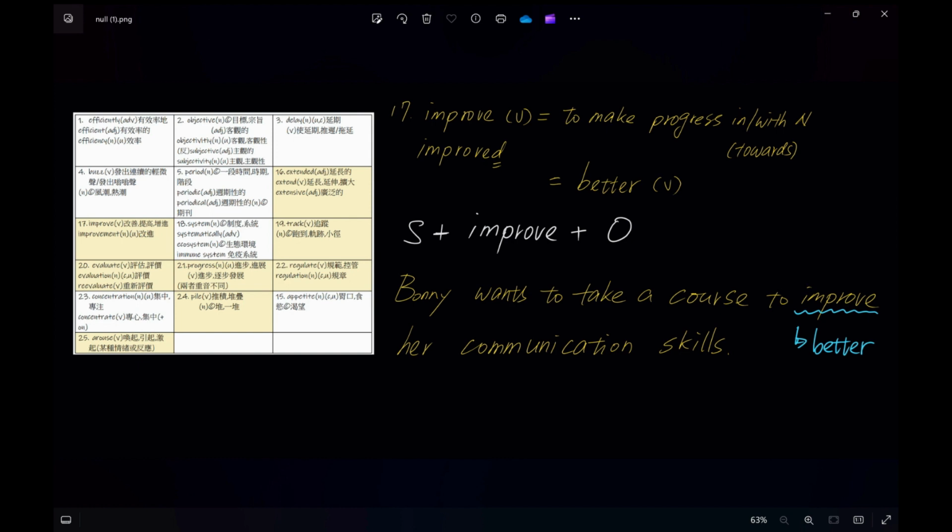So Bonnie wants to take a course to improve her communication skills. So she wants to better her communication skills. So that's how you use improve. Now, as for the noun of improve, we have improvement. Again, improvement. Okay? So improvement, you can say make great improvement, huge improvement on something.